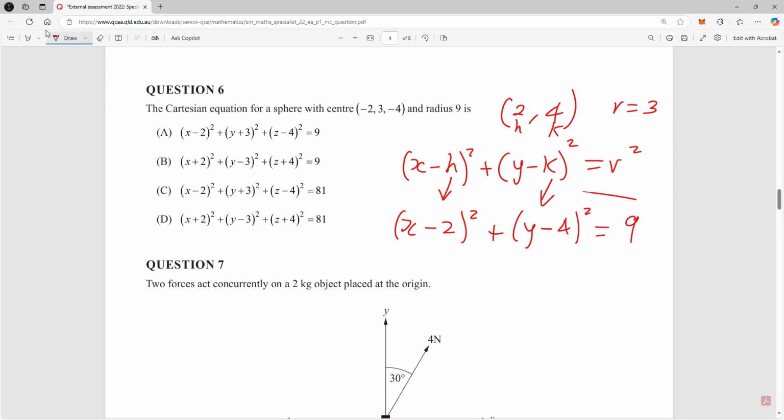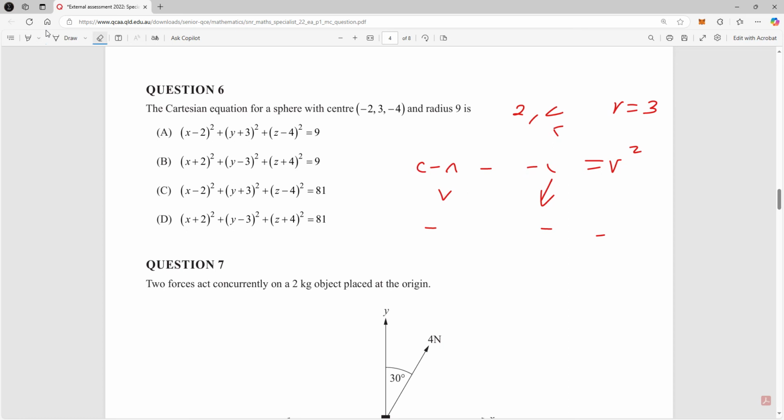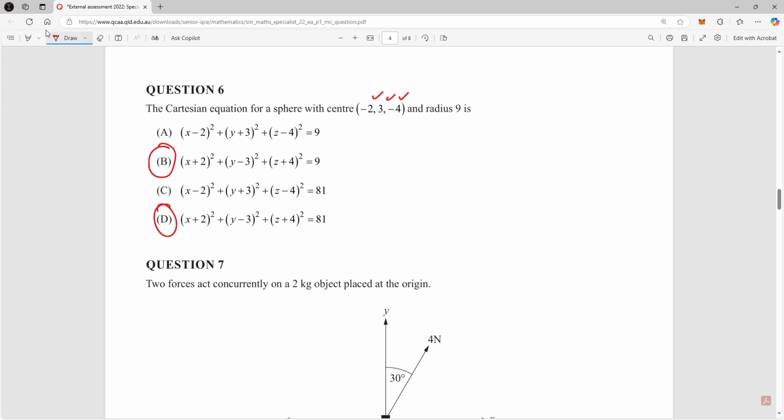Now the only difference between this and a sphere is they just have a z as well added onto it. So basically, if you want to answer this question correctly as quickly as possible, you want to look for the equation with all these numbers, but flipped. So here, I'm looking for +2 in the x. So straight away, I know it's between B and D, because that's a +2, that's a +2. It can't be C or A.